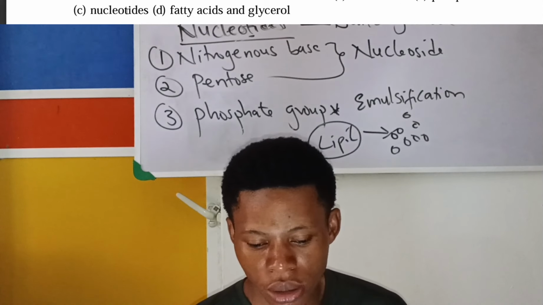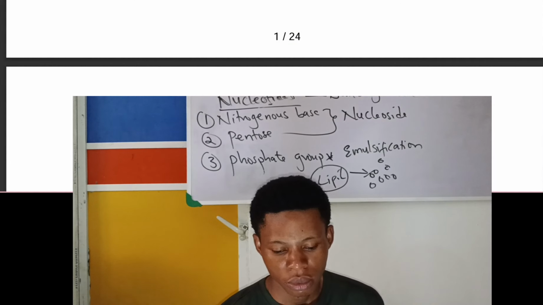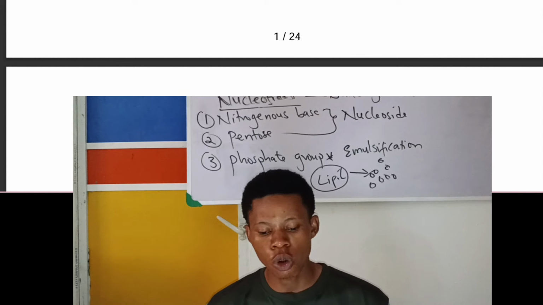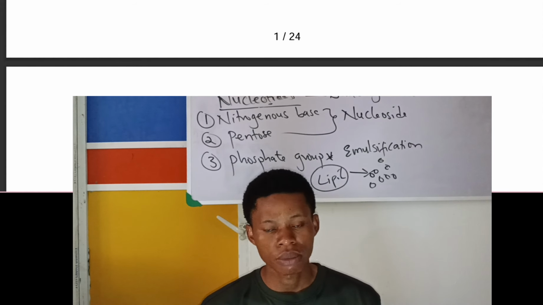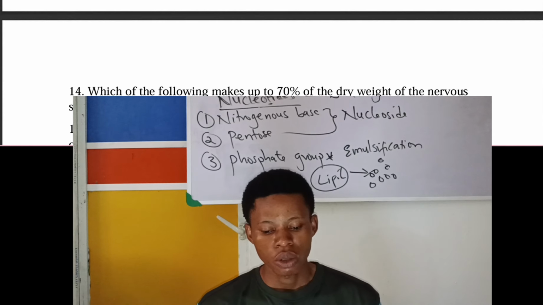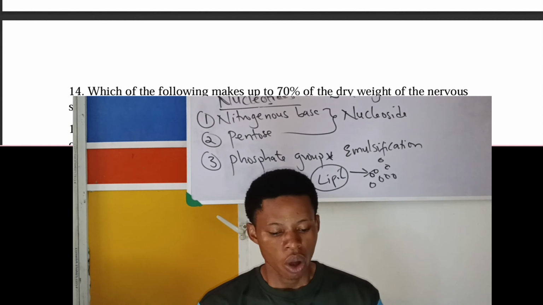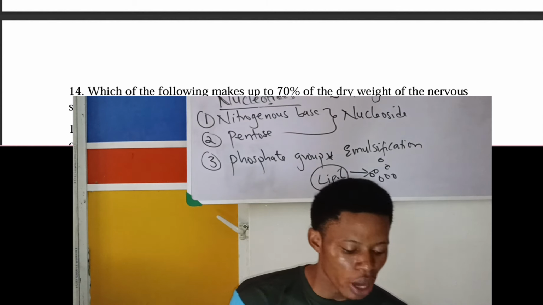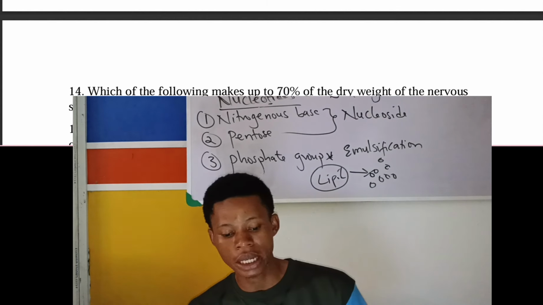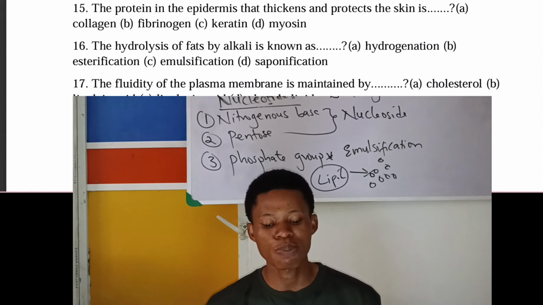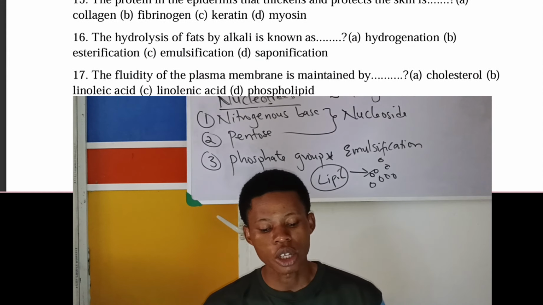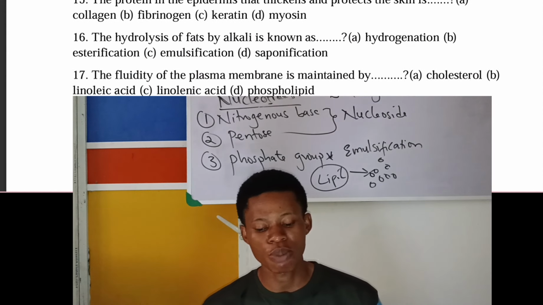All right. Now, next question, number 14. Which of the following makes up to 70% of the dry weight of the nervous system? Now, here what we are talking about is the nervous system, right? The nervous system has 70% lipids. So lipids make up 70% of the dry weight of the nervous system.